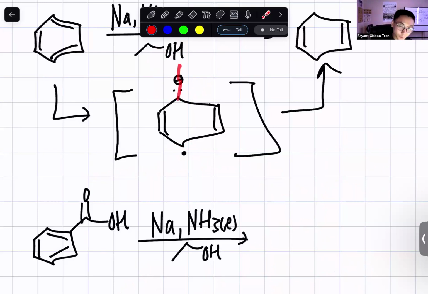Whereas if you put an EDG there, that EDG is going to donate electrons into that system, and then that's going to be very angry because, like, those negative charges are going to repel each other, right? Whereas if we have an EWG, it's just going to attract.